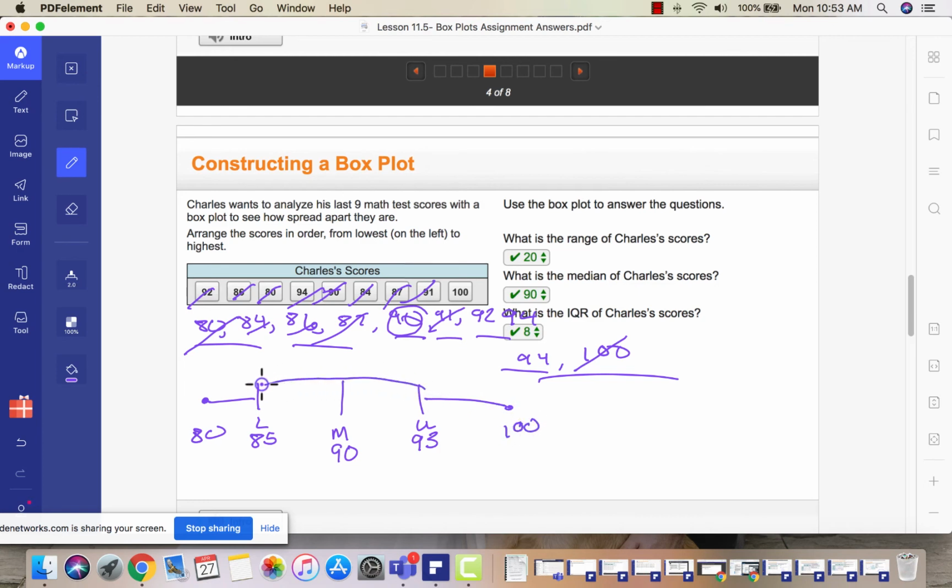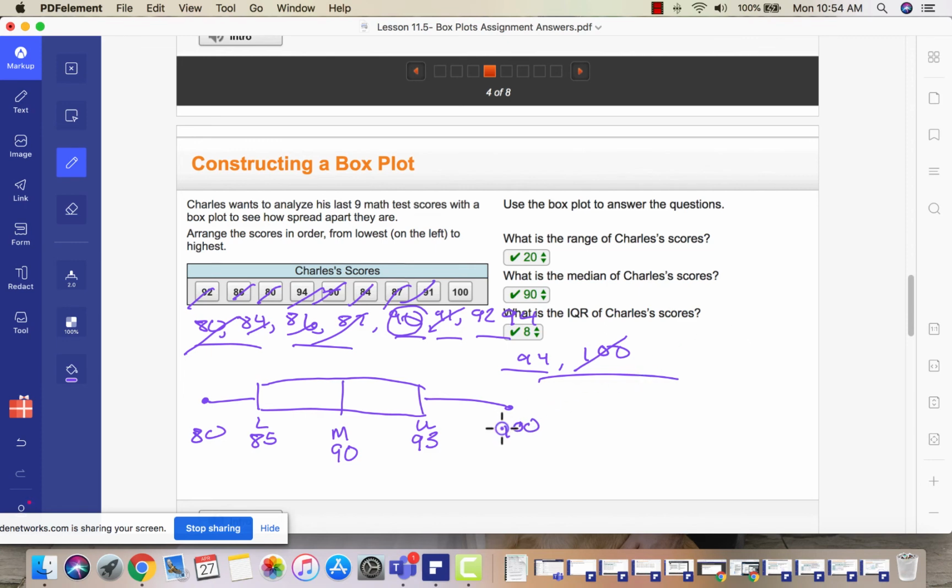And then that would be our data set. All right, and it says, what is the range of the scores? So if we were to find the range, we would take 100 and subtract 80, which would be 20. The median is 90, and then it says, what is the interquartile range of the scores?